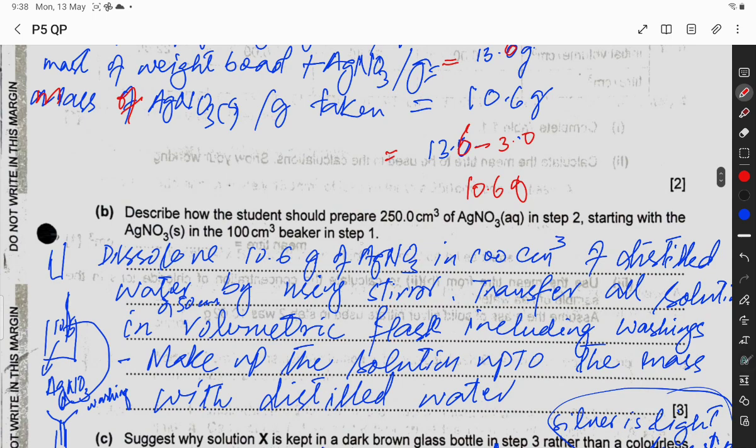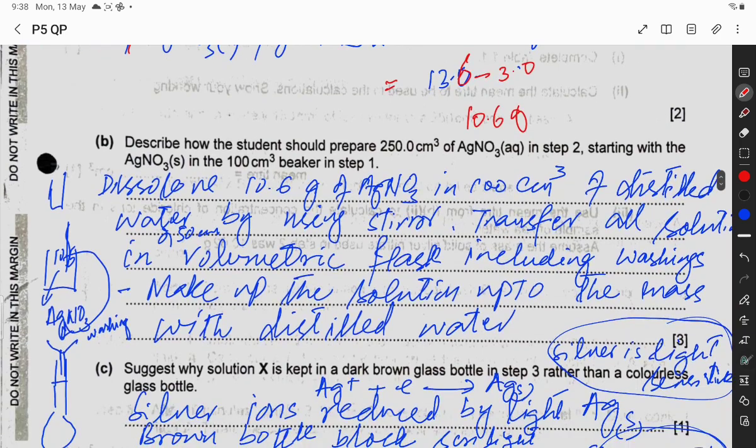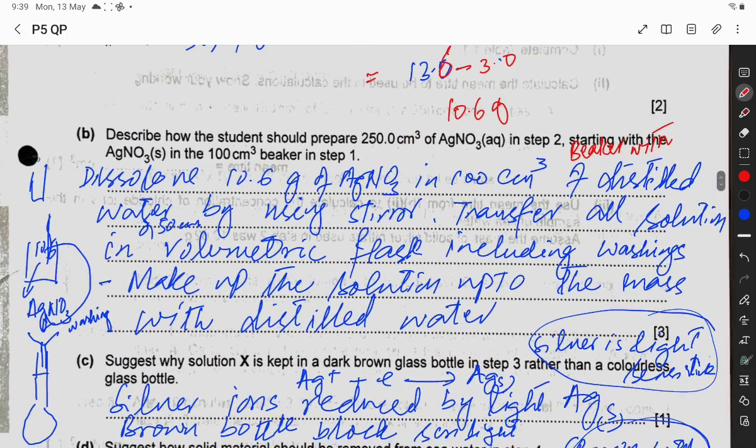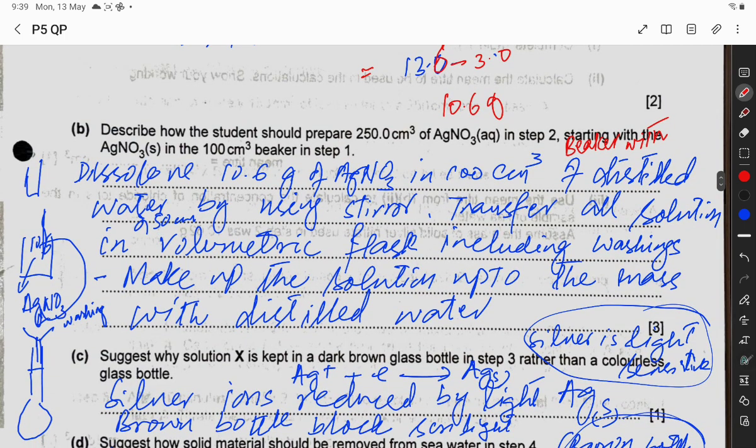Describe how the student should prepare 250 centimeter cube of silver nitrate solution in step 2, starting with the silver nitrate solid in the 100 centimeter cube beaker in step 1. Dissolve 10.6 gram of silver nitrate in 100 centimeter cube of distilled water in the beaker by using a stirrer. Transfer all solutions into a 250 centimeter cube volumetric flask including washings.